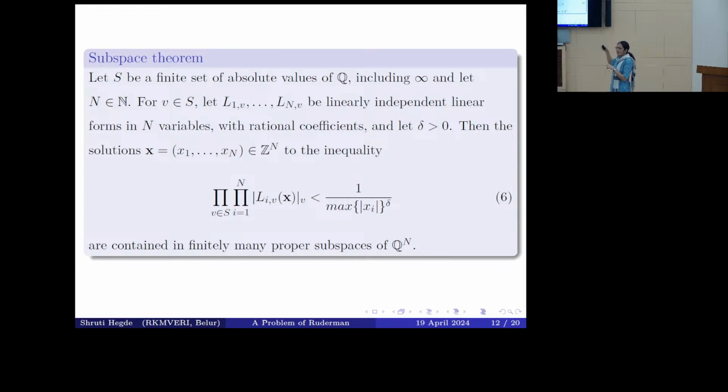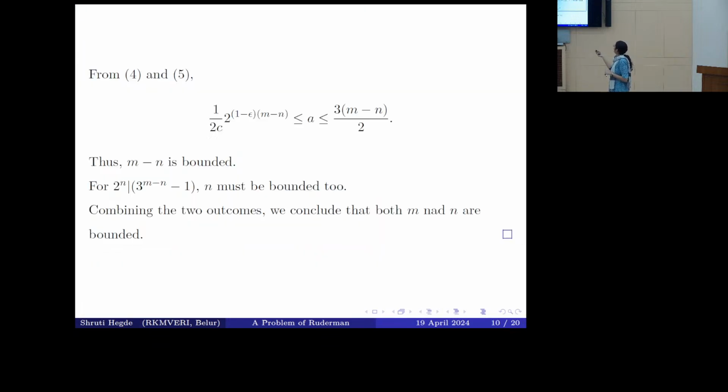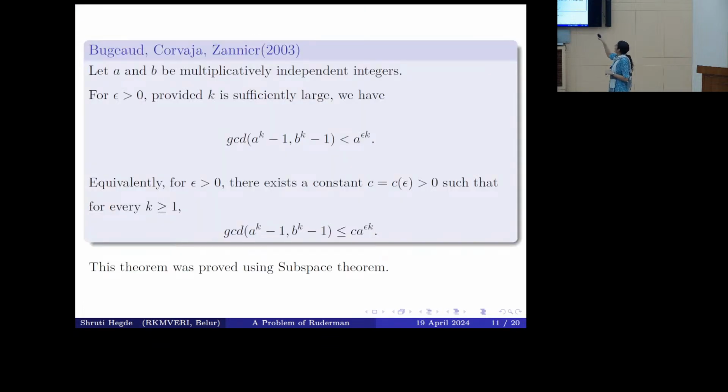If we look at the sketch of the proof, I think it will be clear. So what we want to show now is that the GCD of A power k minus 1 and B power k minus 1 is less than A power epsilon k for sufficiently large k, right? That we want to show. Suppose that is not true. Yes, that was already proved in the previous slide.